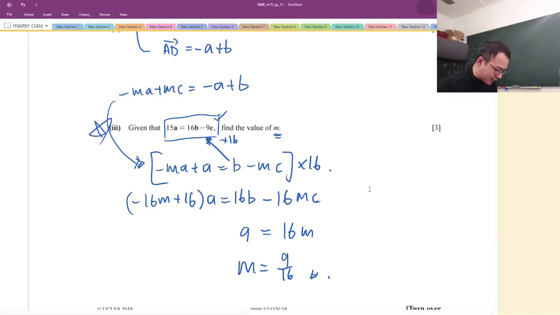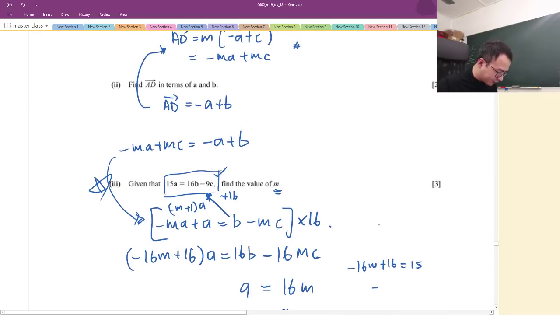16B times 16MC here equals to 9. Negative 16 plus 16 equals to 15. Because here, if I factorize out the A, I get negative M plus 1A. Times 16, negative 16M plus 16 equals to 15. Because both should give me the same M value, no matter which way. So I think I did something wrong here.